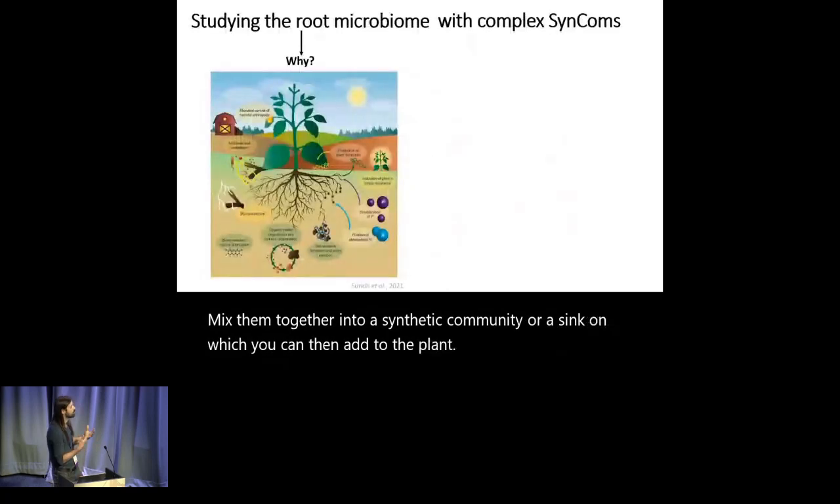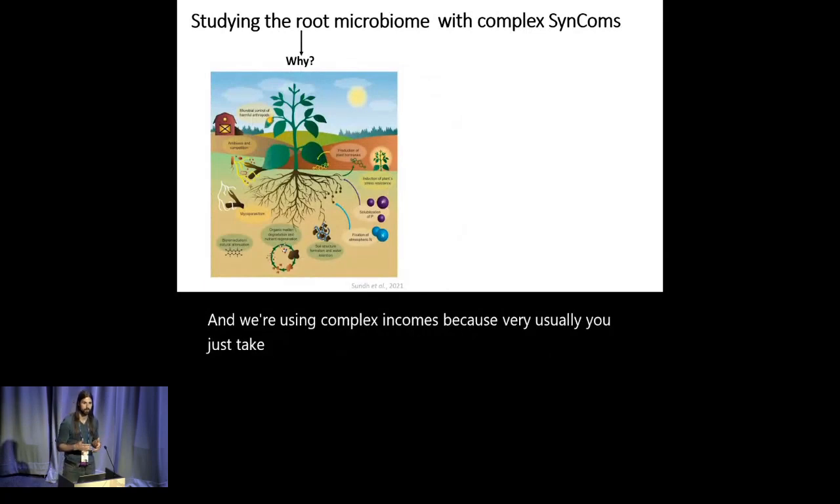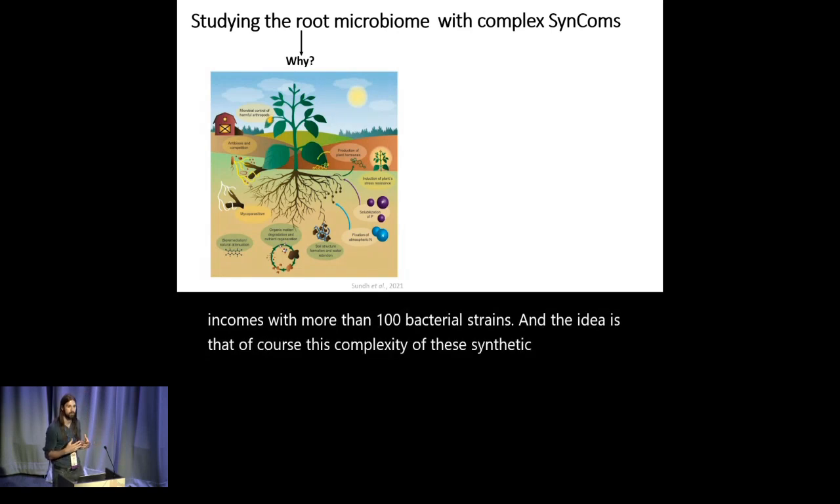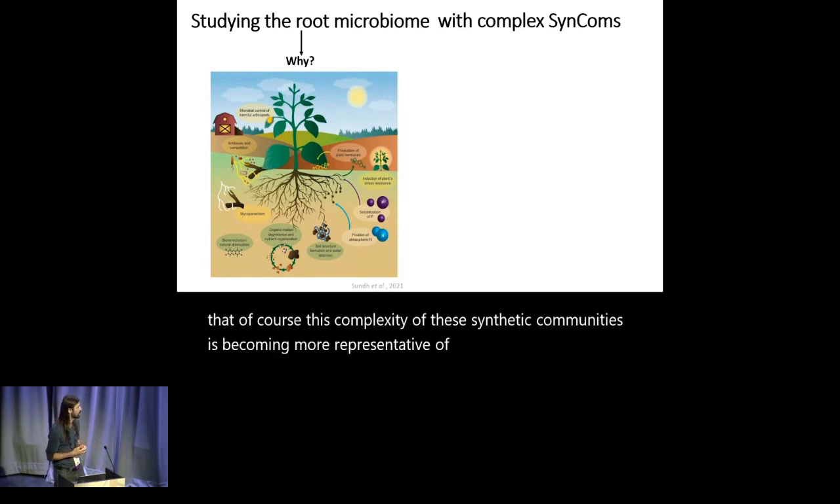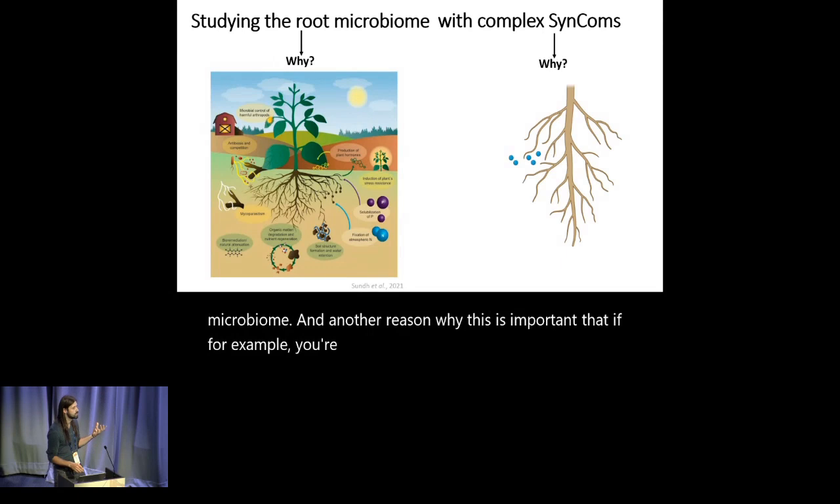And we're using complex SynComs because very usually you just take between 3 or 10 or 20, but we've actually used SynComs with more than 100 bacterial strains. And the idea is that, of course, this complexity of these synthetic communities is becoming more representative of the natural root microbiome.